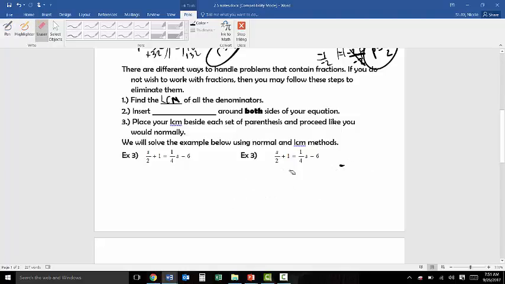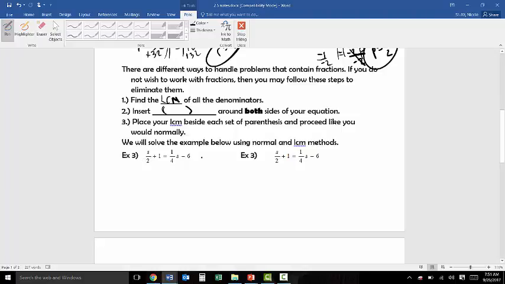So you have to take into account all the denominators or the trick's not going to work. Once you do that, you're going to insert parentheses around both sides of your equation. So if there's 15 things over here, you're going to put parentheses around all 15. That's what that means. Once you put your parentheses around both sides, you're going to put your LCM outside your parentheses. All right, once per side. After that, you just kind of solve the equation like normal.